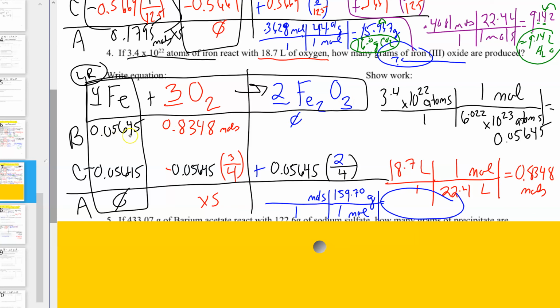Let's try and think intelligently about what we'll run out of first. We need more iron than oxygen, if you look at that ratio. Do I have more iron than oxygen? No. I have a lot less, so I'm going to use up all this tiny amount, and I'm going to have some excess oxygen left over. So we're going to use up all 0.05, none left over. I'm starting with 0.8348, and I'm going to use up this number.